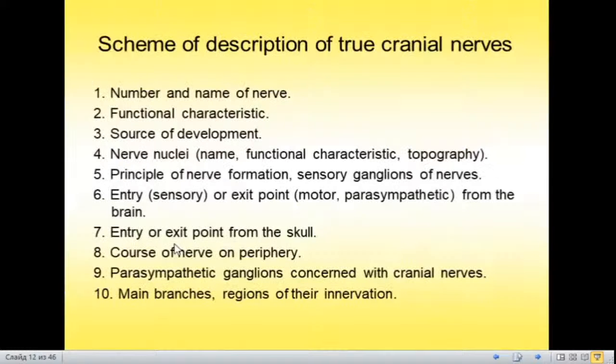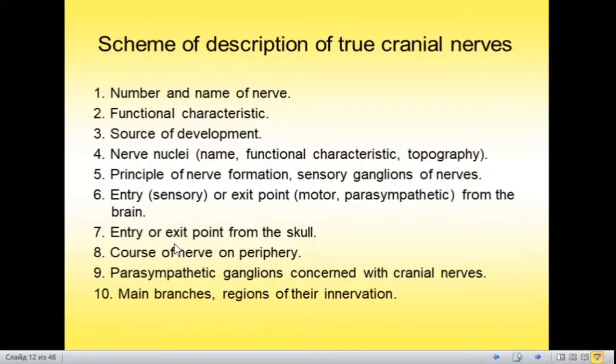You have to know the scheme, how to plan, how to describe cranial nerves. First one, you have to mention its number and name in English and Latin. Second, functional characteristic. It means sensory, motor or mixed. Third one, source of development. You have to use classification based on origin of cranial nerves and mention group. Either nerves deriving from cephalic myotomes, derivatives of visceral arches, or formed by union of spinal nerves.